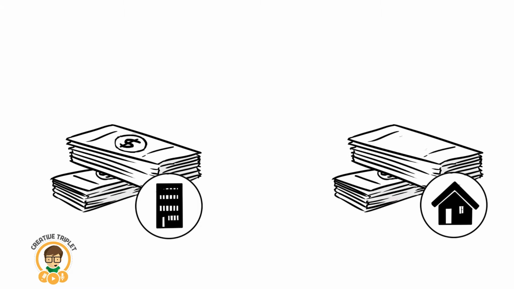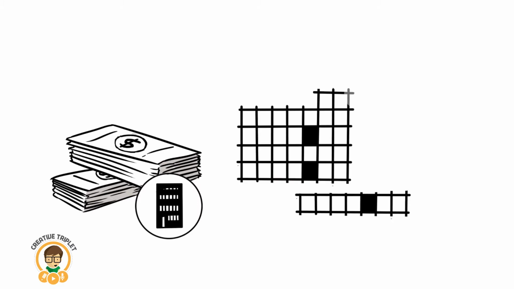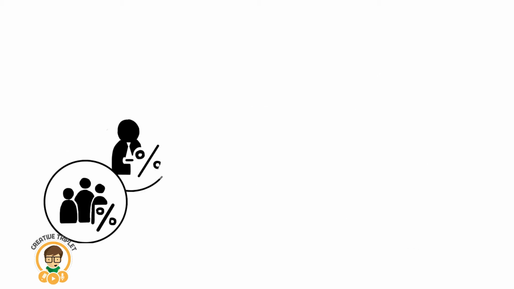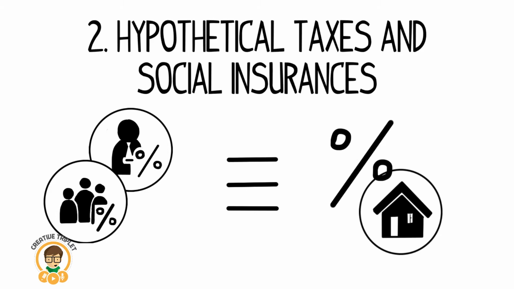First, we have your gross salary, which follows your home salary plan and home country rules. This means your home salary is maintained and delivered across the same pay periods as if you were at home. Next, we have the hypothetical taxes and social insurances. This is an approximation of the taxes you would have paid had you remained home.